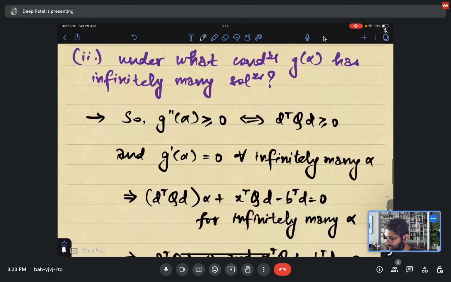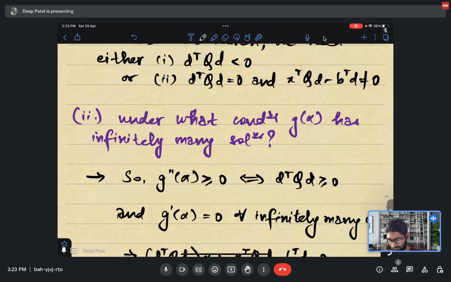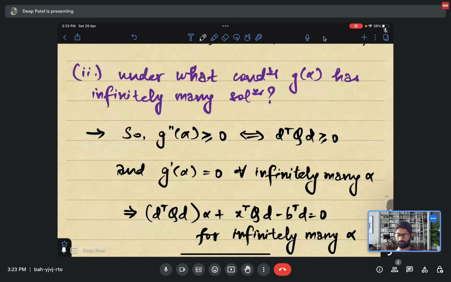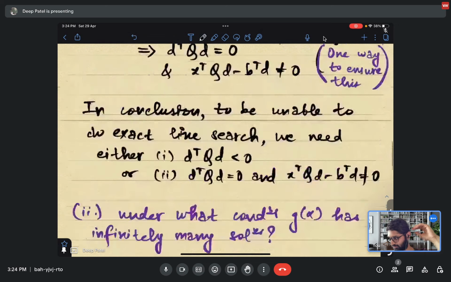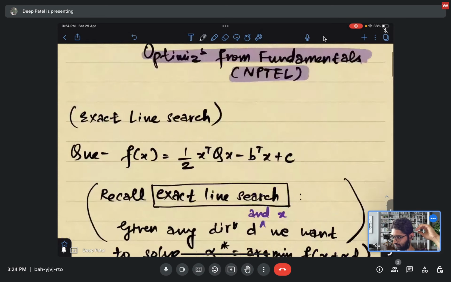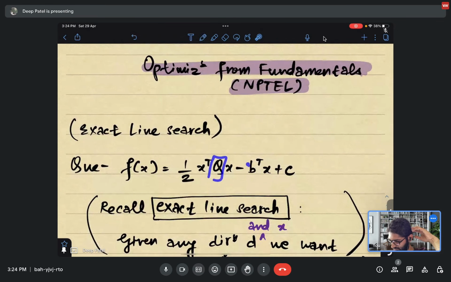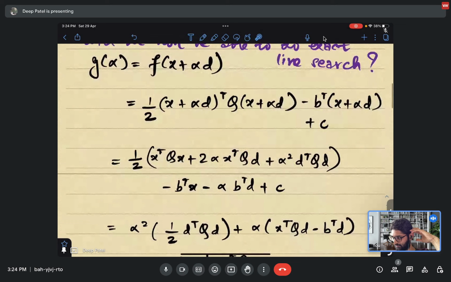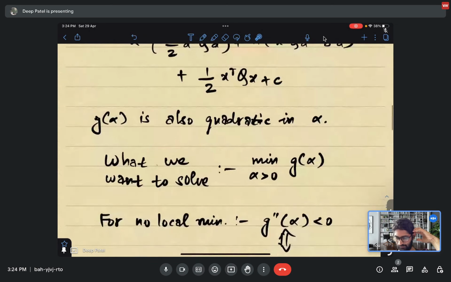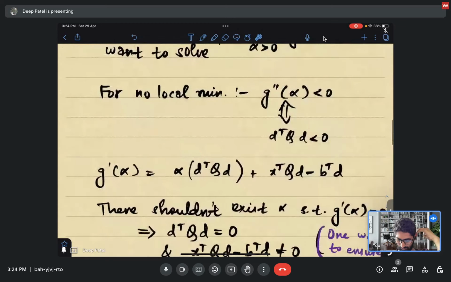So I'm just trying to bring out this fact that, this is of course a very artificial example, but exact line search may not always be possible. We saw that even in case of a quadratic function, depending on what direction you have chosen, what the matrix Q is, what the vector b is, it depends on their numerical values and how the inner products behave.